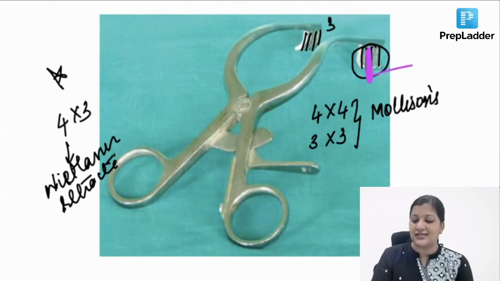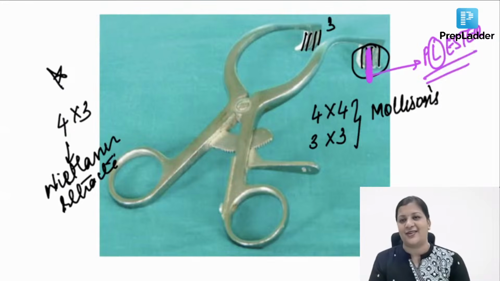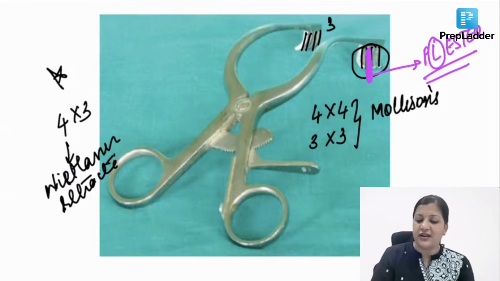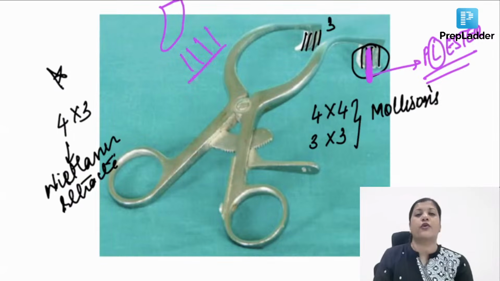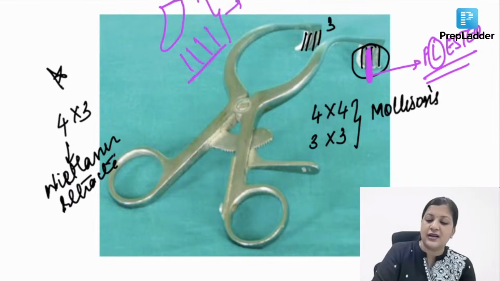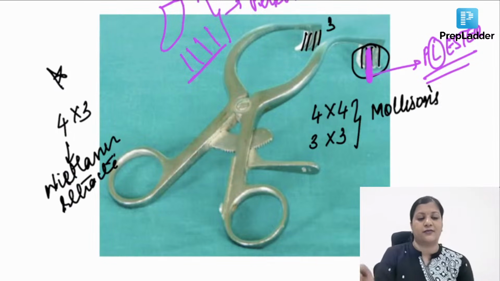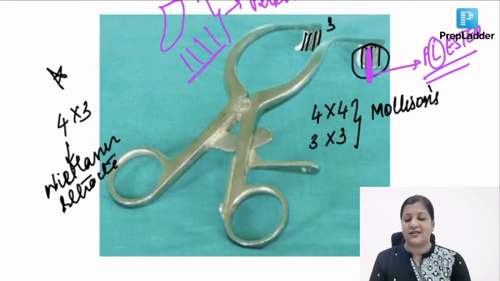If we have equal number of prongs, but one prong is longer than the rest of them, then what will we call it as? Then we will call it as Plester's. Because it has got a longer prong, we call it as Plester's retractor. Okay. And if we have a retractor where there is only one prong on one side and 3 or 4 prongs on another side, then we call it as a Perkins retractor. Okay. So I hope all the retractors are done.